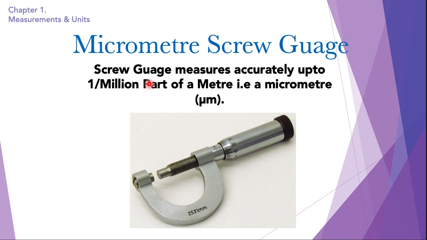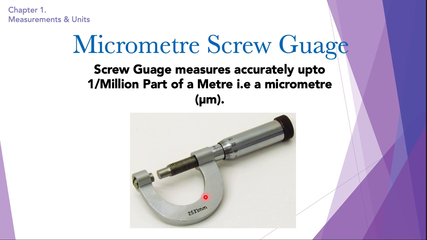So the micrometer screw gauge measures accurately up to 1 millionth part of a meter, that is a micrometer. If we divide a meter into 1 million parts, we get a micrometer. And a screw gauge measures accurately up to a micrometer. So it is even more accurate than a Vernier calipers. So this is what a micrometer screw gauge looks like.